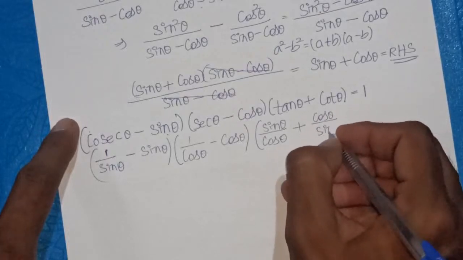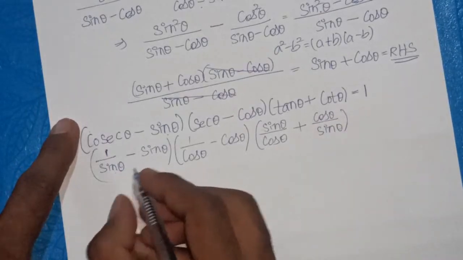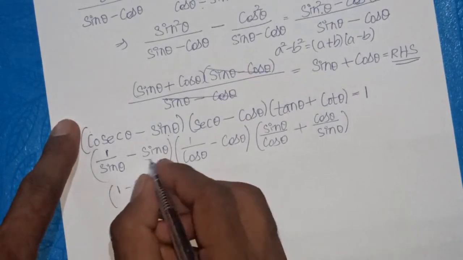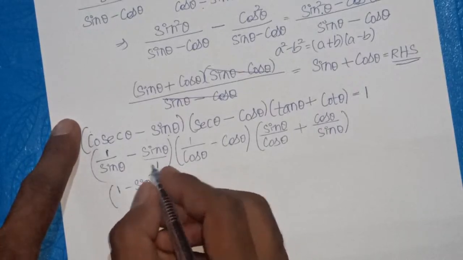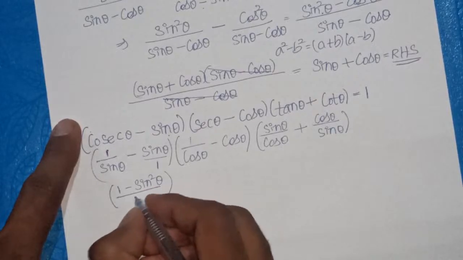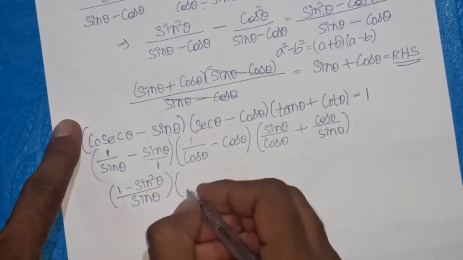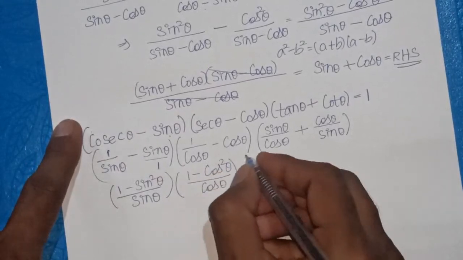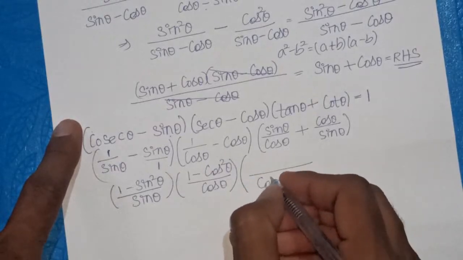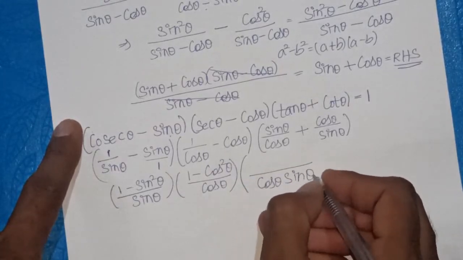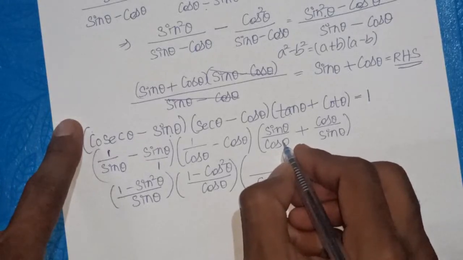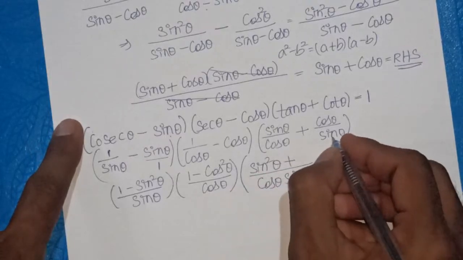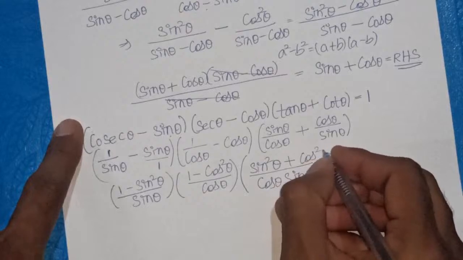Here we are taking the LCM, that is 1 minus sin square theta, because in the denominator we will be left out with 1. So we need to multiply it with sin theta divided by sin theta. Here, 1 minus cos square theta divided by cos theta, and here we are taking LCM, that is cos theta into sin theta. Here we already have cos theta, so we need to multiply numerator with sin theta, that is sin square theta, and here we have sin theta, so we need to multiply with cos theta, that is cos square theta.